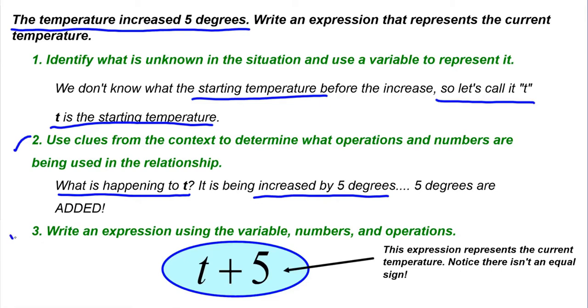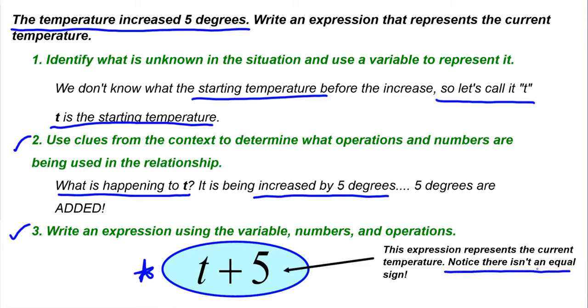And then finally, we're going to write an expression that represents 5 degrees being added to our original temperature. And that's going to be T plus 5. So the original temperature was T and 5 degrees was added to it. So our algebraic expression is T plus 5. This expression represents the current temperature.